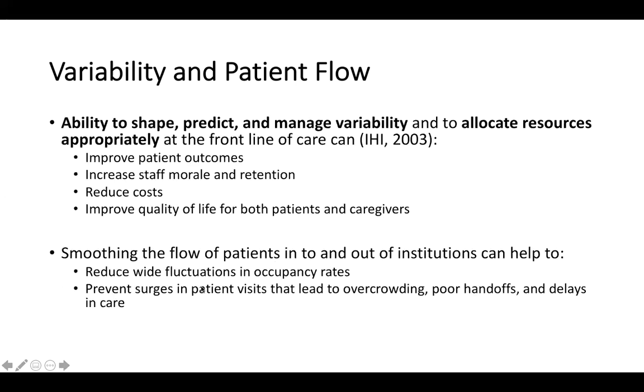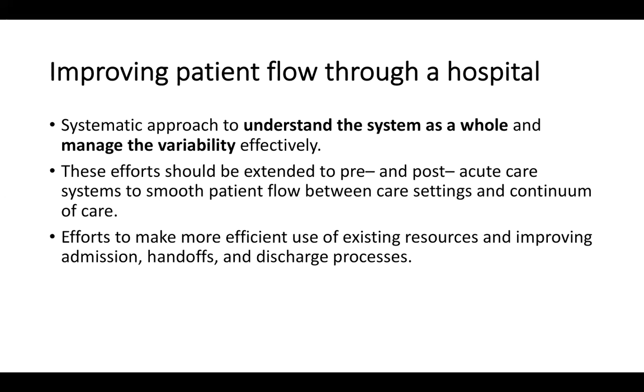So as I mentioned, if we can predict and we can manage variability, then we can allocate resources properly, and we can improve the patient outcomes. Our staff can have a better load and better morale, and we can reduce the cost overall in the healthcare setups, and the quality of the care that is provided to the patient obviously is going to be improved as well. So we need to be able to work on the patient flow and try to improve it. We need to have a systematic approach. We need to see the whole system and all the elements that exist, their relation with each other, and then see what the issues are, and then provide a solution and improve the patient flow.